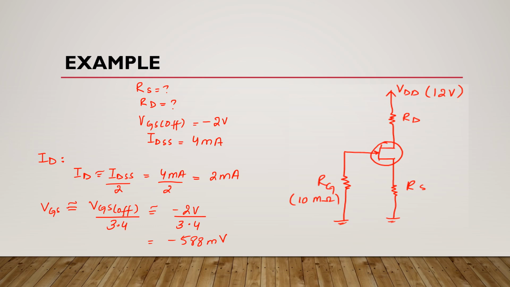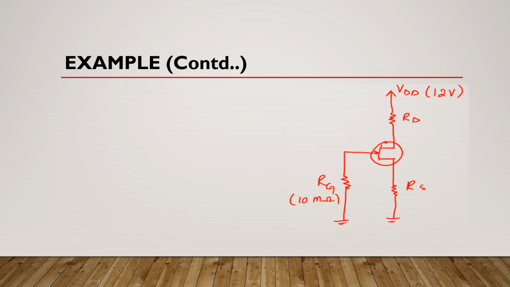Now we will find the value of source resistor RS. We know that source resistor is equal to gate to source voltage divided by drain current. Here this gate to source voltage is 588 millivolts. We are taking its absolute value and drain current is 2 milliamperes. After solving this, you will get 294 ohms.